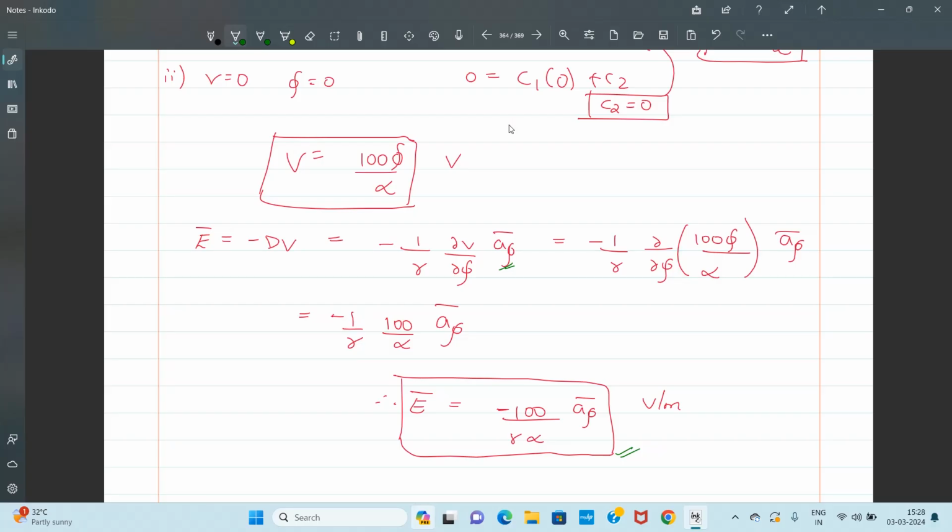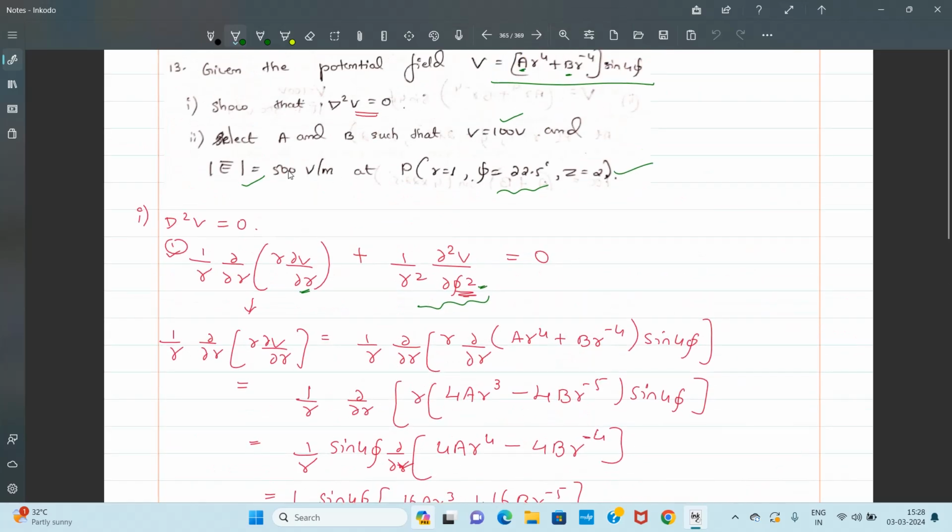Okay, so you can just check the steps, solve it yourself and see if you're getting the same answer, if the answers are correct. Okay, then move on to the next question, third problem. They've given an equation for potential already. In the first part of the question, they're asking you to check whether del square V is 0. You have to prove that del square V is equal to 0. Or I can say, I just want to know whether it is satisfying the Laplace equation or not.